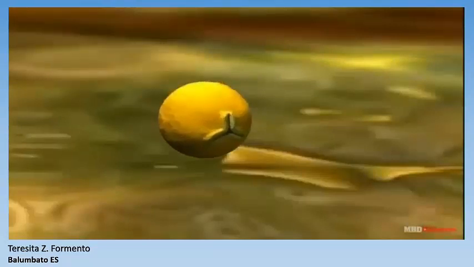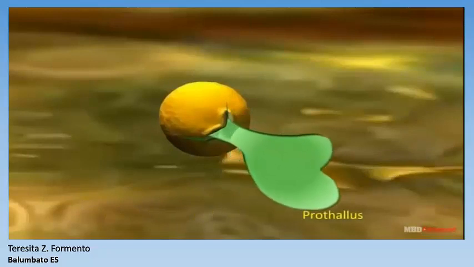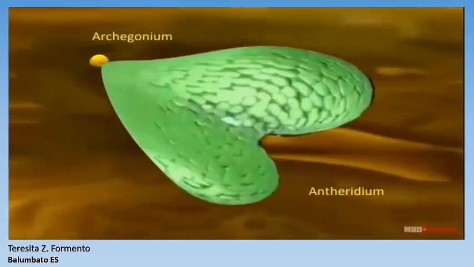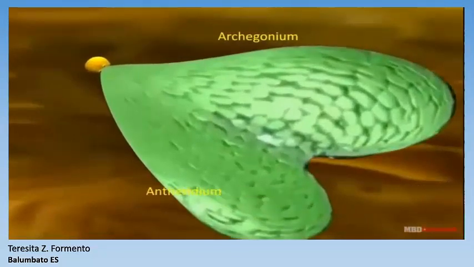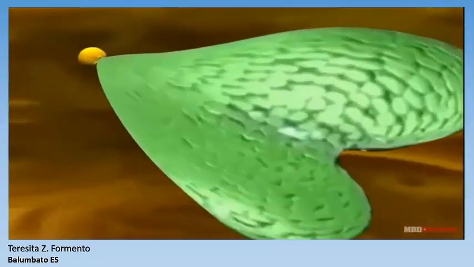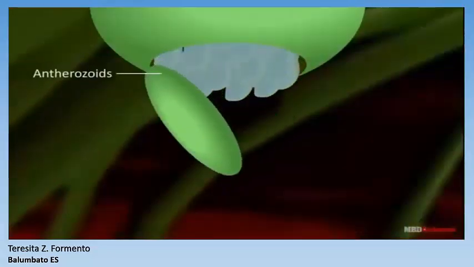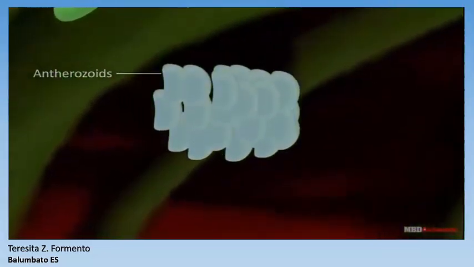The prothallus is green and heart-shaped. The prothallus lies flat on the ground and bears many unicellular rhizoids. On the undersurface, antheridia and archegonia are borne. Antherozoids swim in water by their cilia.